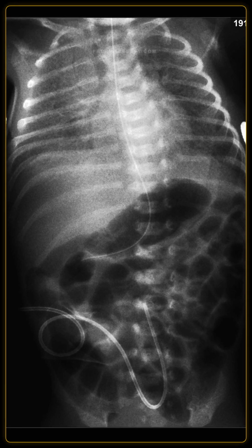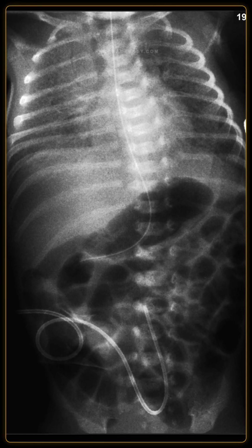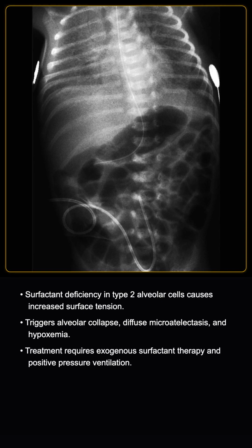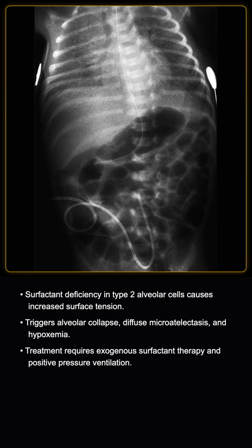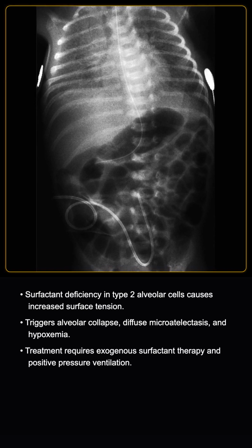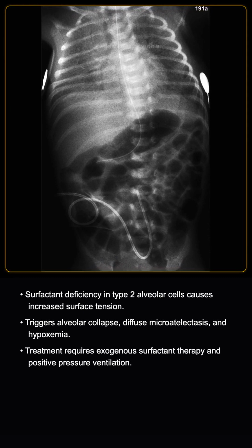Describe the pathophysiology of hyaline membrane disease and how it is treated. Hyaline membrane disease, or respiratory distress syndrome, is caused by a deficiency of pulmonary surfactant, which is synthesized by type 2 alveolar cells and normally begins around 24 to 28 weeks of gestation.